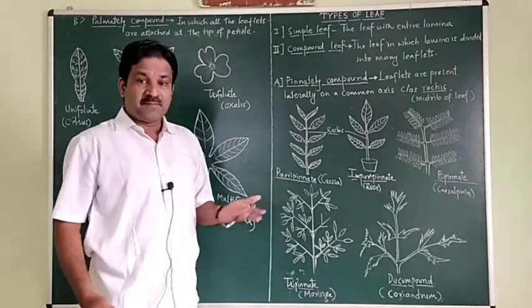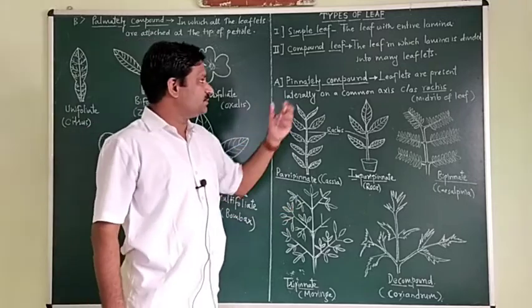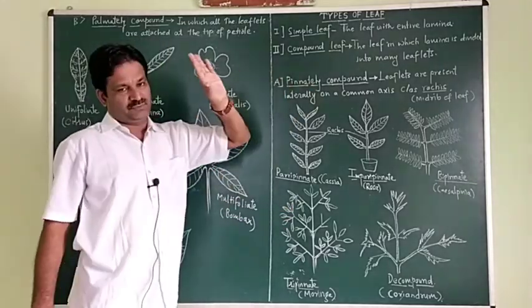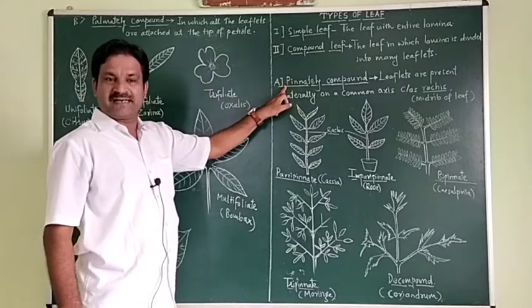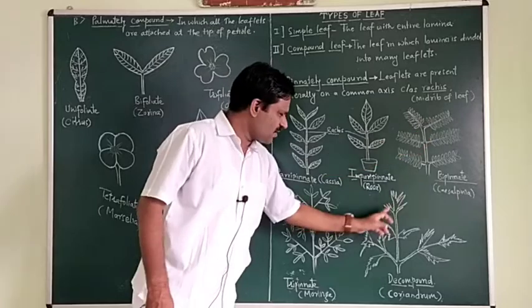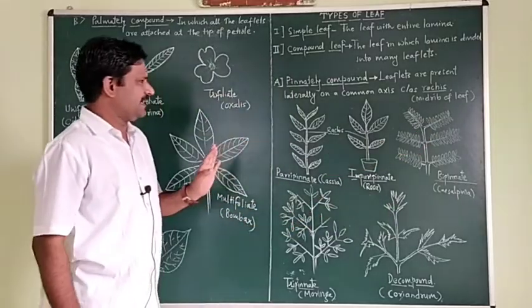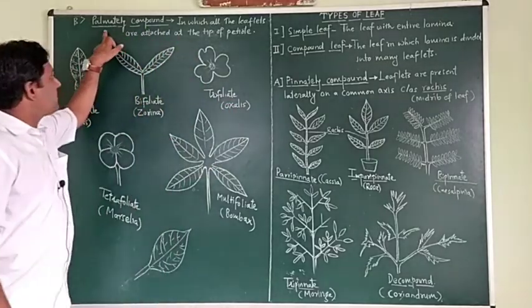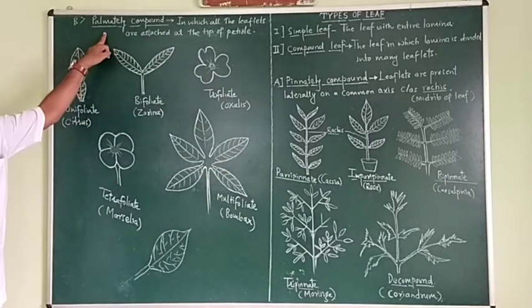Now the compound leaf is divided into two types. The first one is pinnately compound, because these are all the leaflets, or pinnae. And the second is palmately compound. In palmately compound, leaflets are fused, attached to the tip of the petiole.